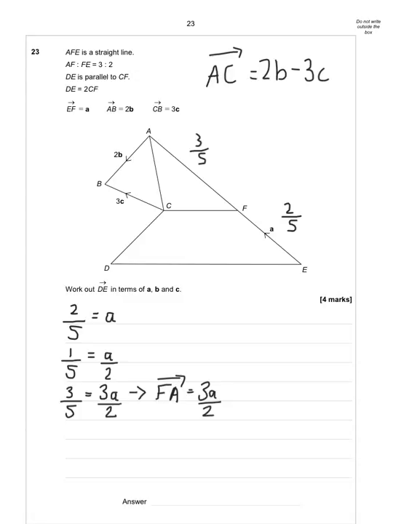So now, because I know FA and I know AC, I can work out CF. So how do I get from C to F? Well, I will do CA add AF.